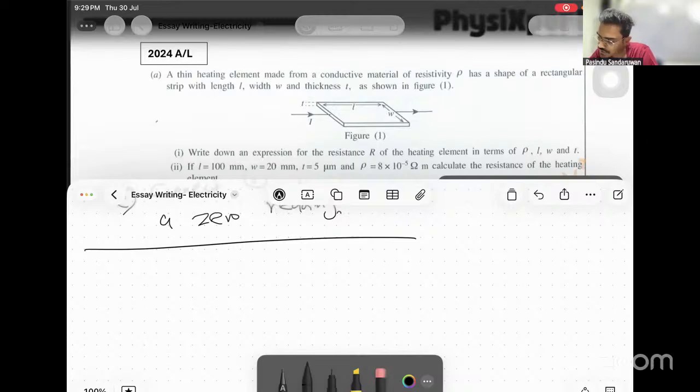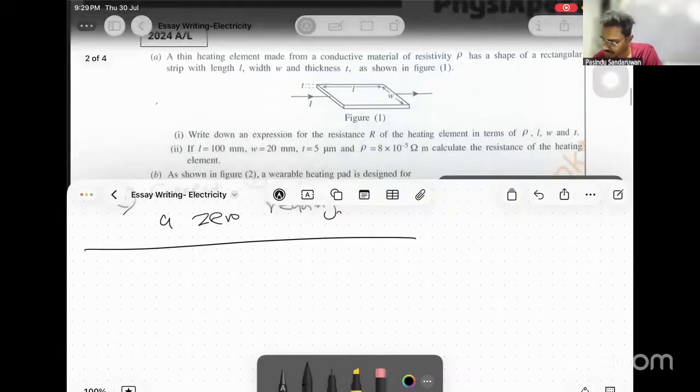A thin heating element made from a conductive material of resistivity rho has the shape of a rectangular strip with length L, width W, and thickness T, as shown in figure 1. First one: write down an expression for the resistance R of the heating element in terms of rho, L, W, and T.